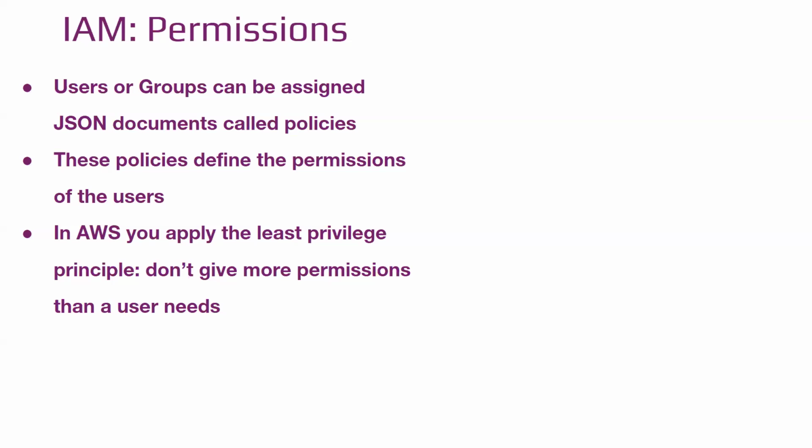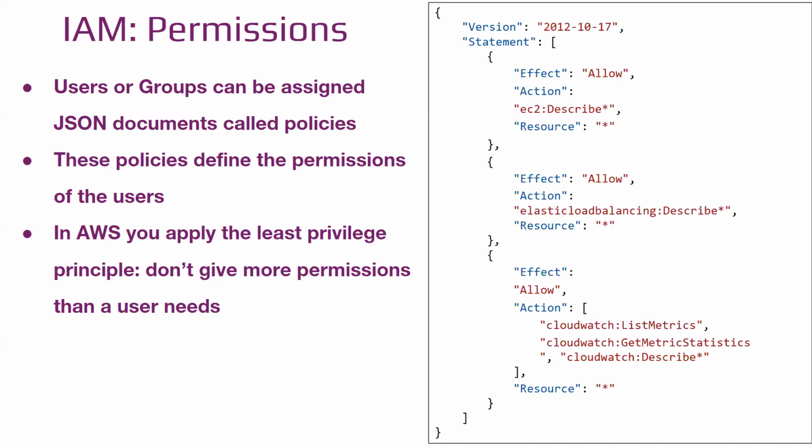So that's what we say: give the least privilege principle, right? And these are permissions or policies. We'll explain this in detail later. As of now, just see this one. Okay.